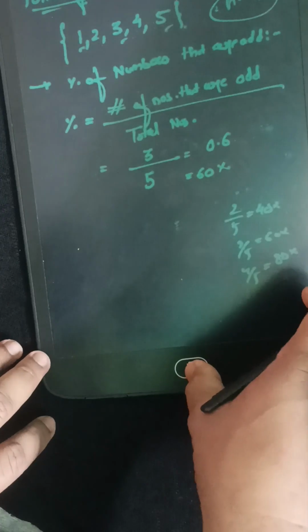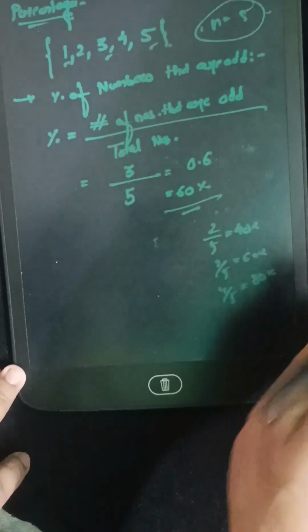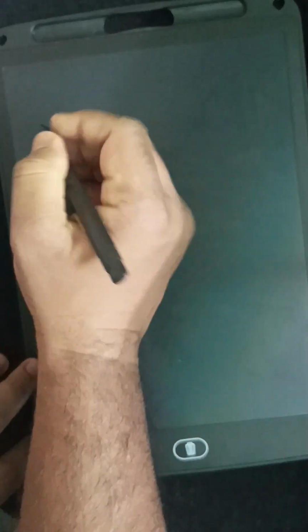Then let's go for the percentile concept too. I think this is visible. Let's move on to the concept of percentile. So the percentage calculation is quite clear, I guess. Next, percentile.